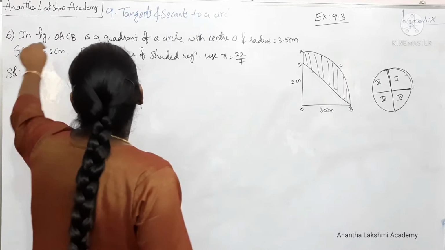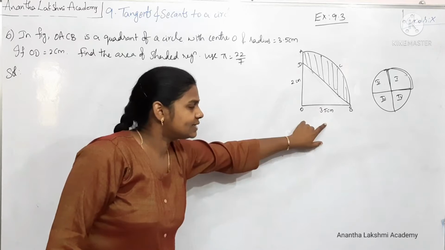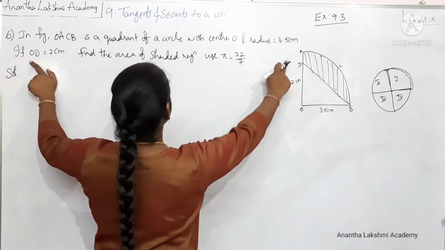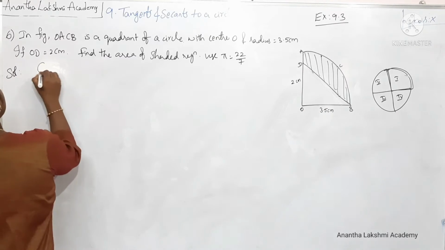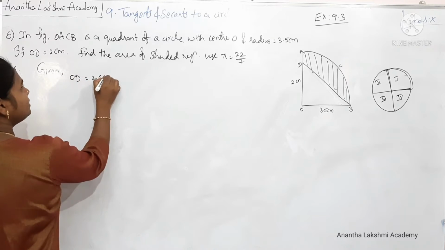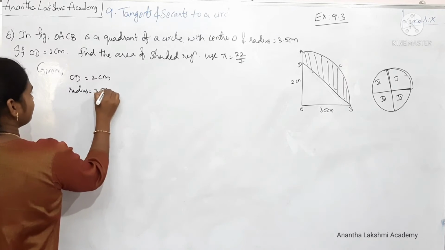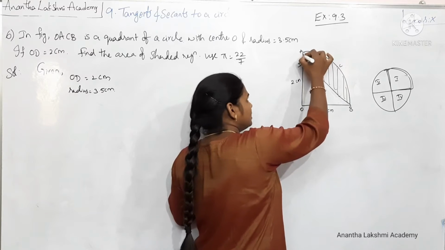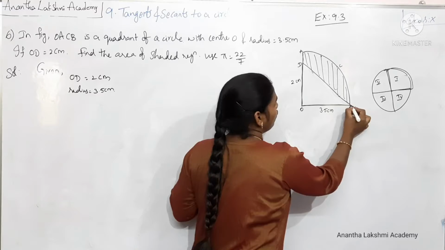Okay, circle with center O and radius is given as 3.5 centimeters. If OD is equal to 2 centimeters, find the area of the shaded region. Let us write what is given for us. Given OD is equal to 2 centimeters, radius is equal to 3.5 centimeters. So forget about the triangle for a while. Look at this. This is nothing but OBCA.